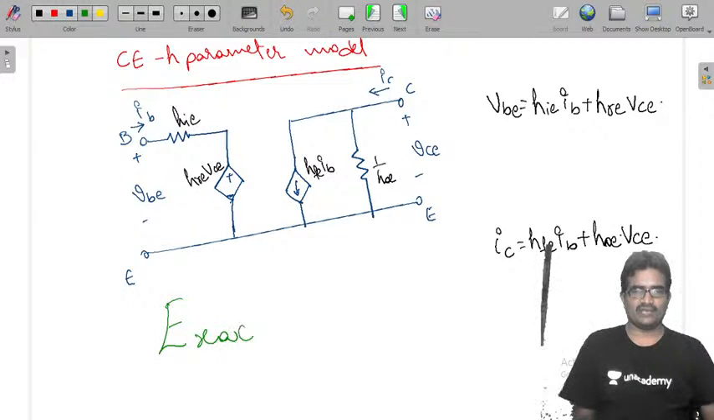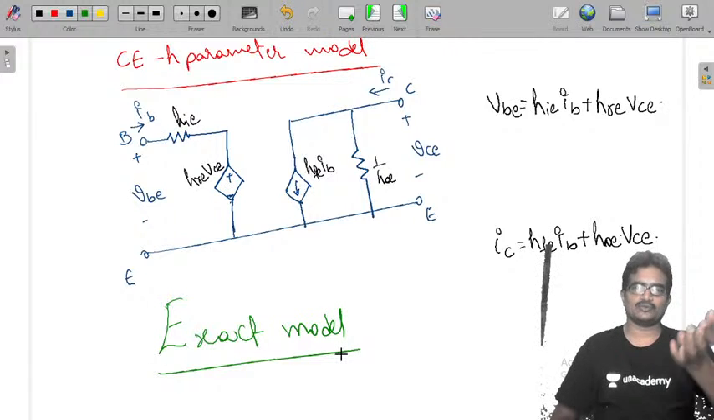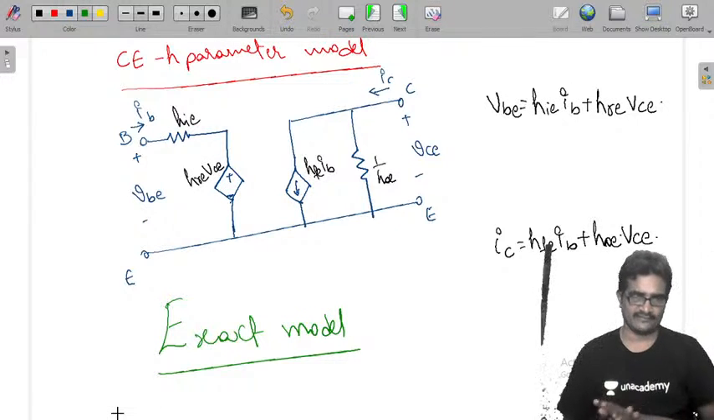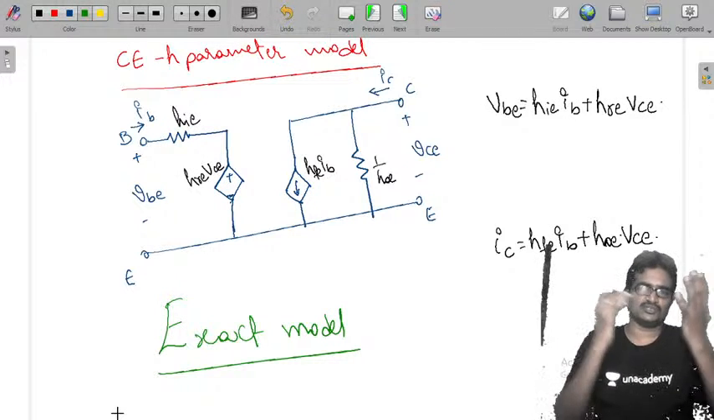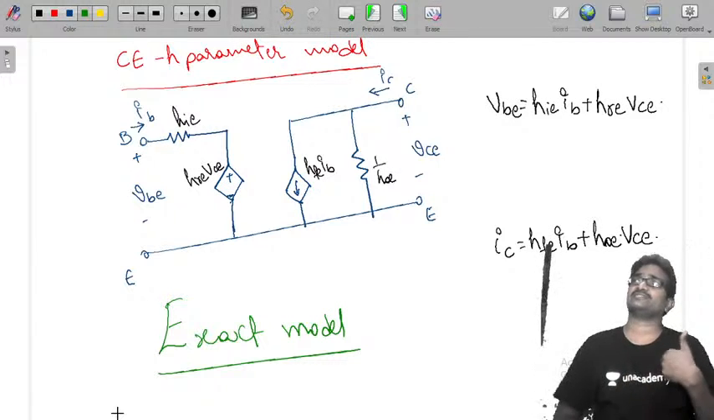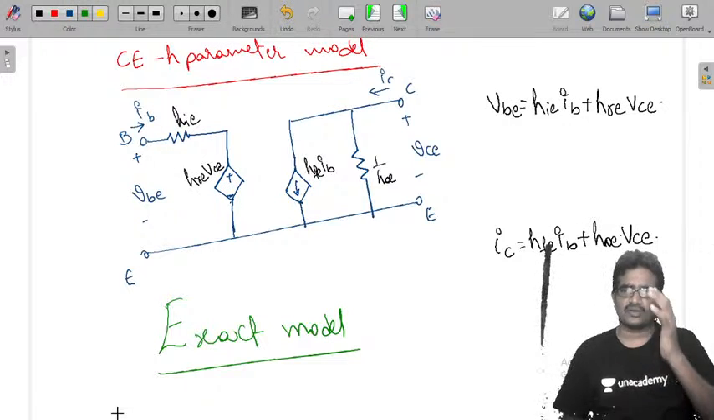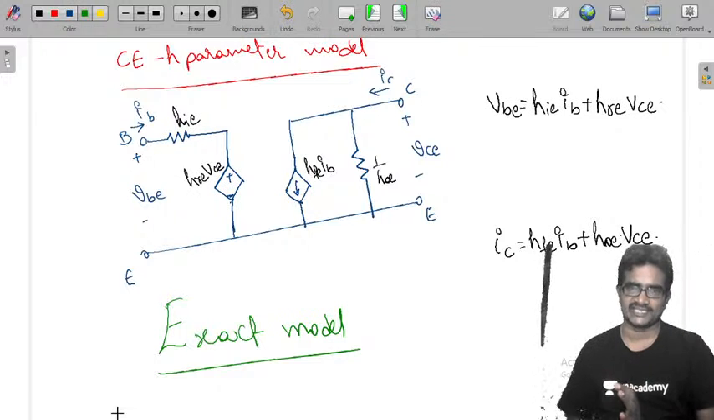Why we are calling this the exact model is because, exactly, if it is 2.002, we are representing it as 2.002 itself. What is the approximation of that? 2. Instead of 2.002, if you represent it as 2, then that is an approximate model. Okay. Now, why are we not giving priority to this? In practical applications, we are not giving priority to this.